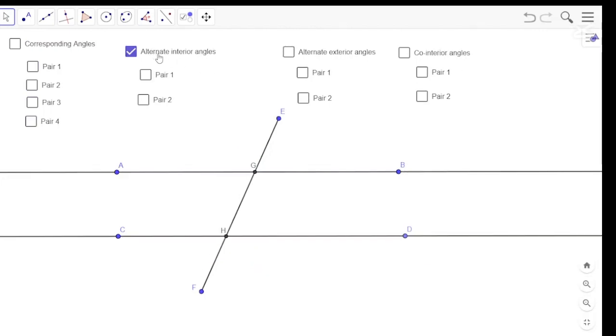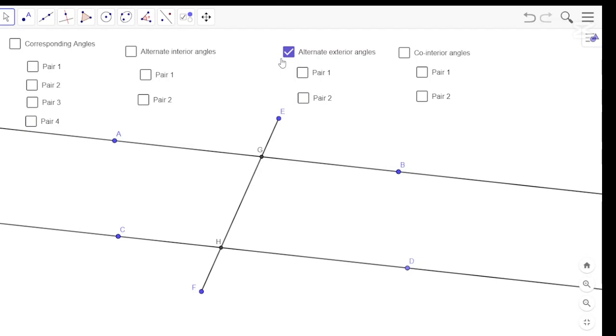Let's look at alternate interior angles. These are pairs of interior angles on opposite sides of the transversal and are equal. These are pairs of exterior angles on opposite sides of the transversal and are equal. They are exterior, meaning outside the parallel lines, and they are on opposite sides and they are also congruent.